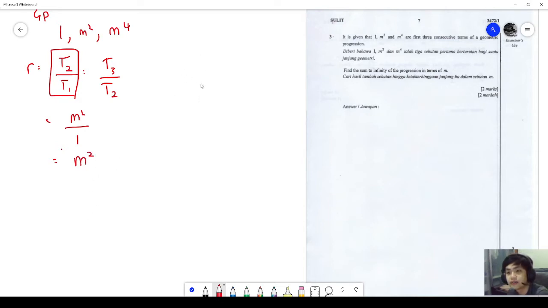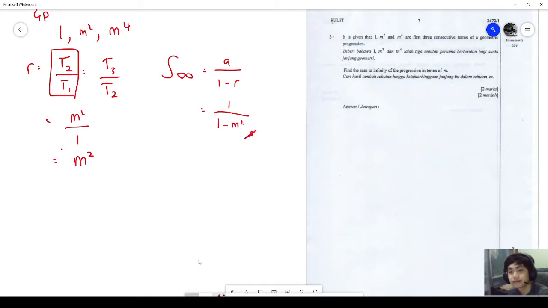They ask us to find the sum to infinity. The formula for the sum to infinity is a over 1 minus r. So we have 1 over 1 minus m squared. This is done, just like that.